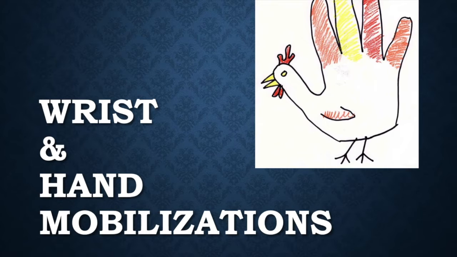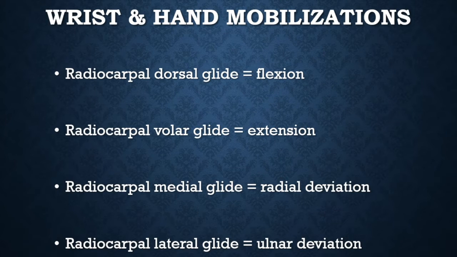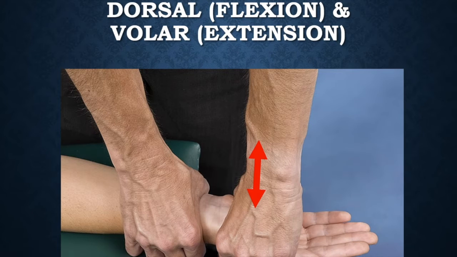This learning module will focus on wrist and hand mobilizations. The mobilizations that we will discuss include a radiocarpal dorsal and volar glide for flexion and extension respectively, radiocarpal medial and lateral glides for radial and ulnar deviation respectively, as well as some intercarpal and phalangeal mobilizations. Let's start with the radiocarpal glide.